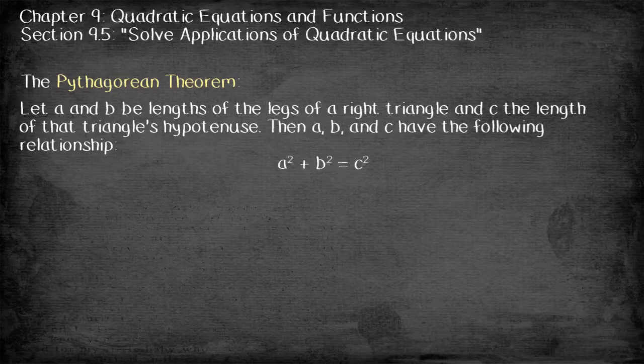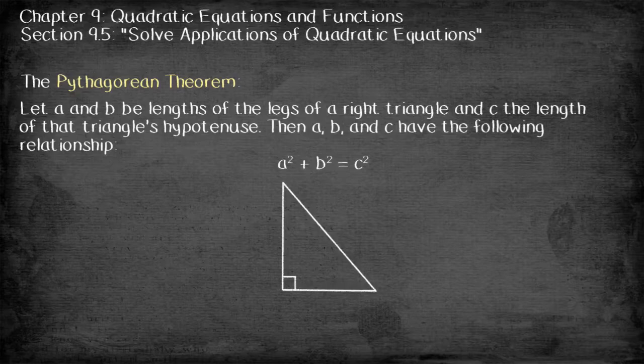So if A and B are lengths of the legs of a right triangle, and C is the length of the triangle's hypotenuse, then A, B, and C have the relationship that A squared plus B squared is equal to C squared. And just in case that didn't make a whole lot of sense, here's a picture.